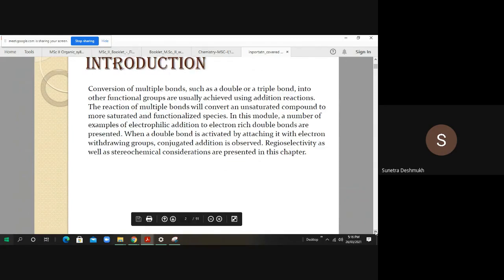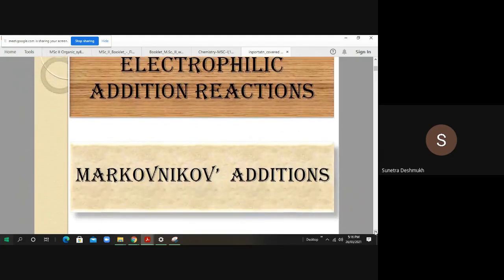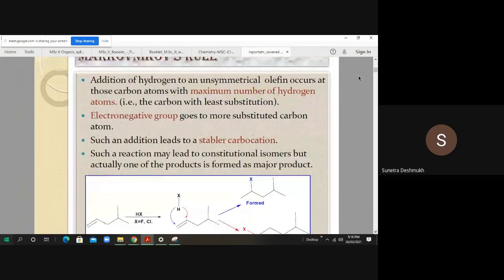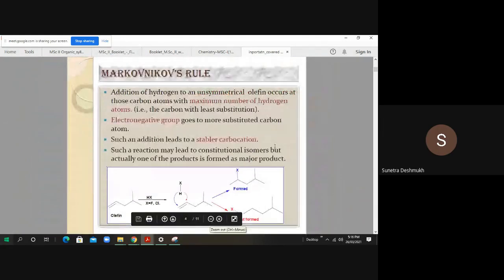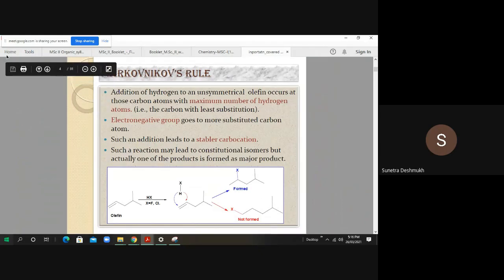So let's start with electrophilic addition reactions. First of all, we will see what Markovnikov addition is. As everyone knows, it's a very well-known concept: addition of electrophile across carbon-carbon double bond. Here the electrophile is nothing but HX, maybe HBr, HCl, HF, addition of HF, HCl, HBr across carbon-carbon double bond.